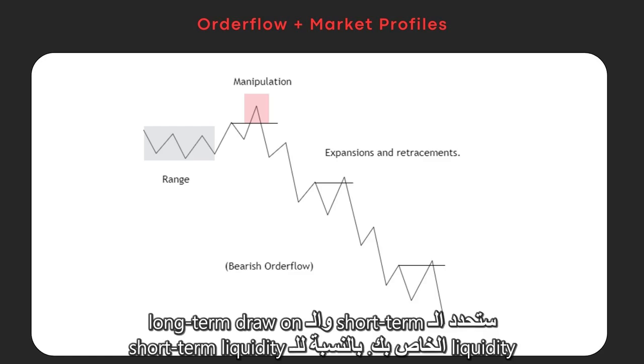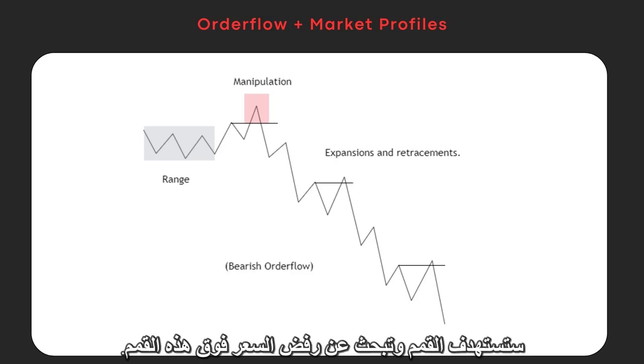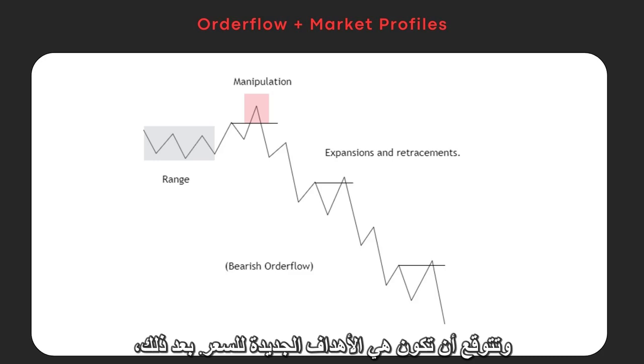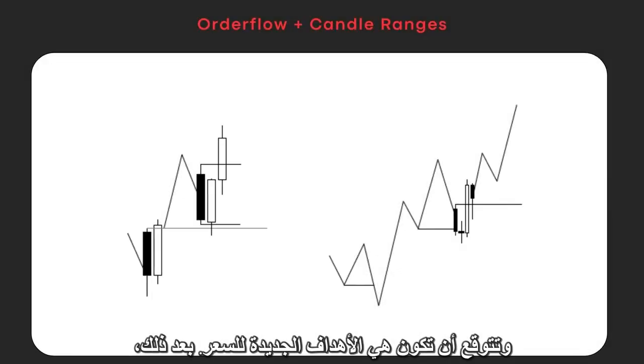For short-term drawn liquidity during retracement profiles, you're going to target highs and look for price to reject above these highs, whereas for long-term drawn liquidity, you're going to target and anticipate the major lows to be taken through and expect them to be the new draws and targets or objective for price.